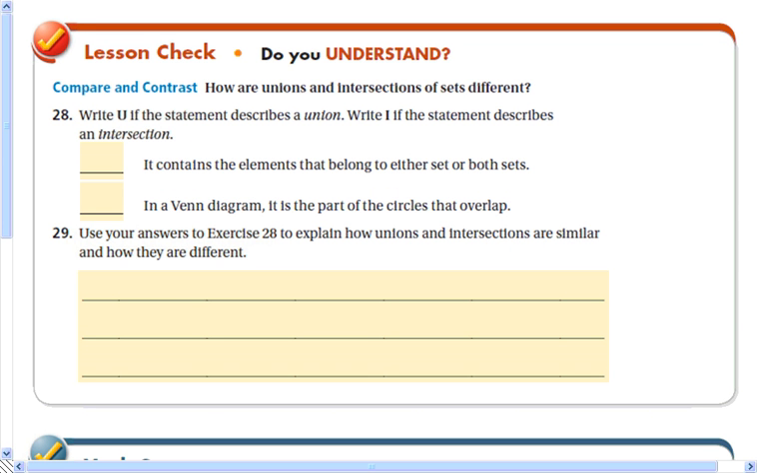All right. So the lesson check, right? The statement describes a union: it contains elements that belong to either set or both sets. That would be the union. In a Venn diagram, it is the part of the circles that overlap. That would be the intersection.